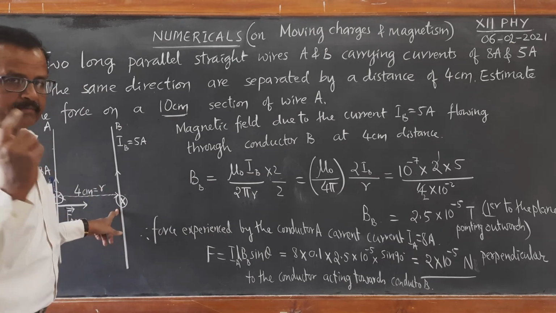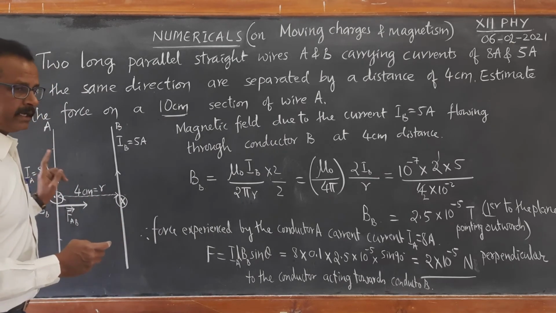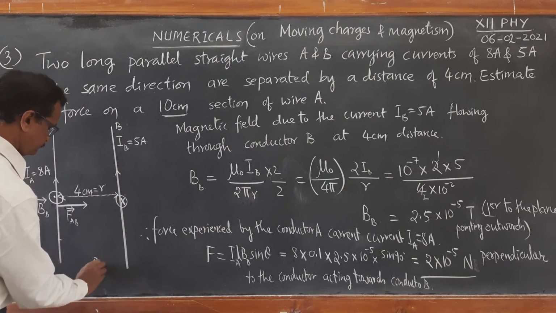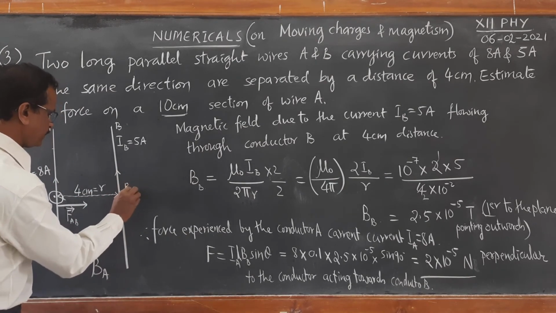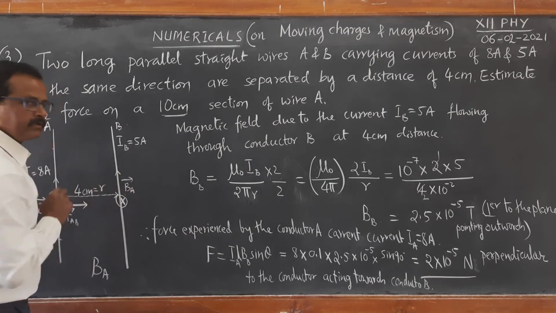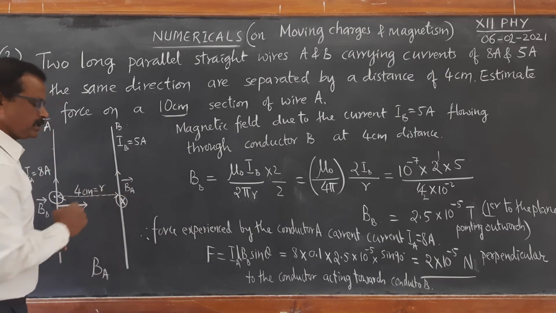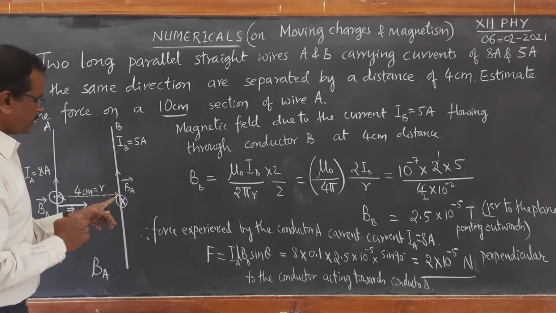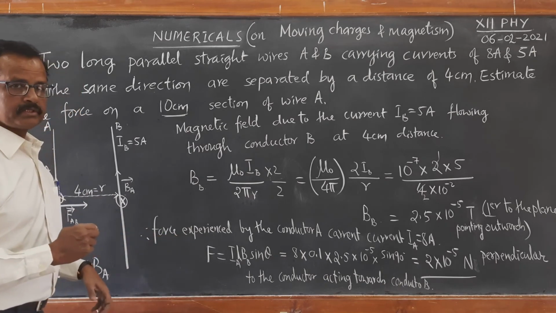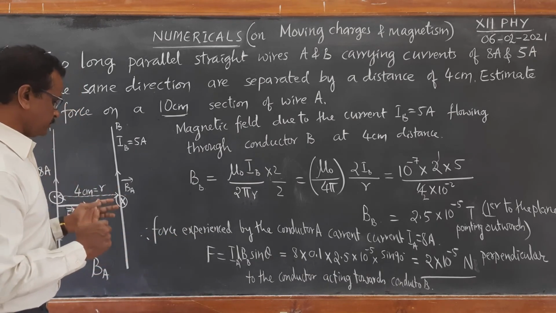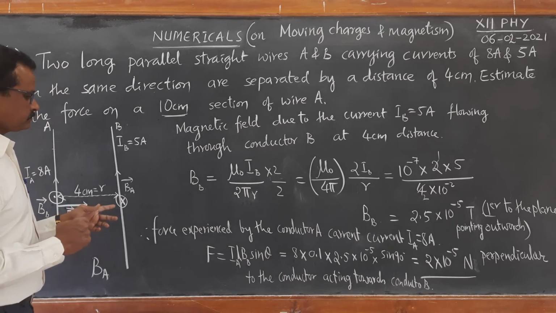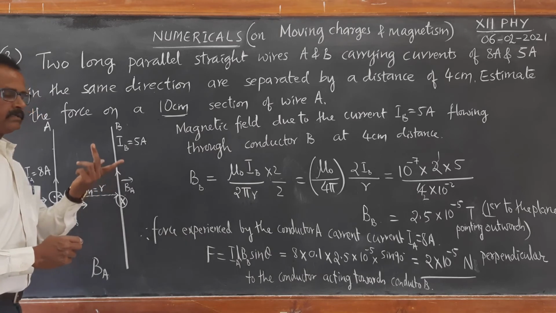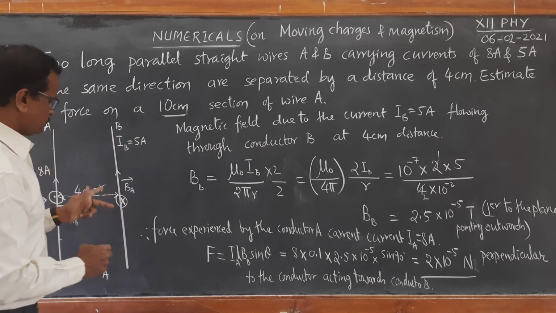So one can find out that the magnetic field due to current in A, BA, can be found out. So this becomes BA, which is pointing vertically inwards. Again it is perpendicular and pointing vertically inwards. If it is pointing vertically inwards, then we can calculate the Lorentz force. Again we can see using Fleming's left hand rule.